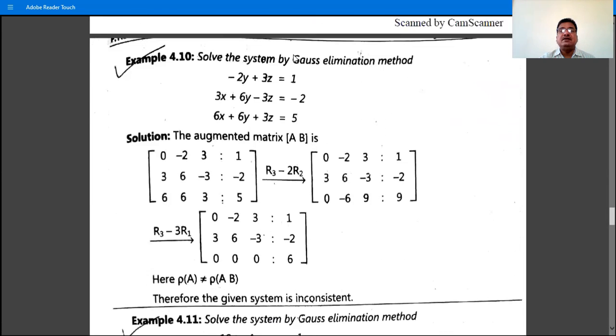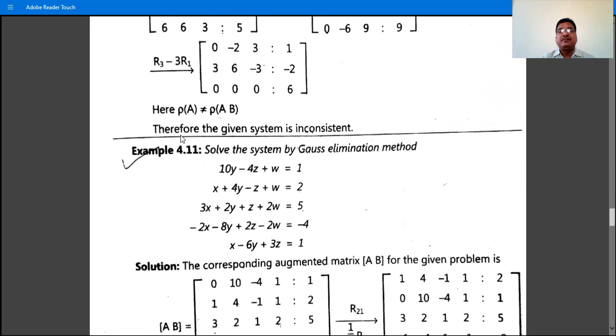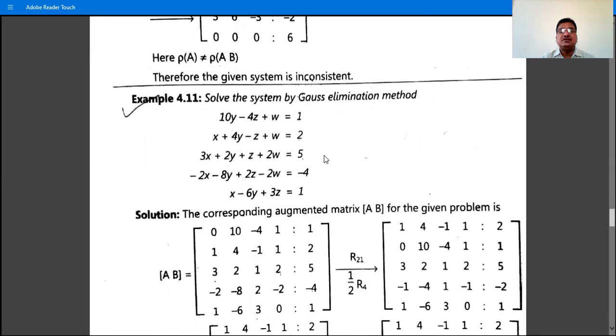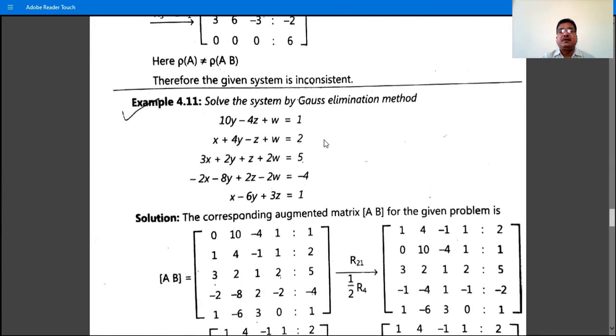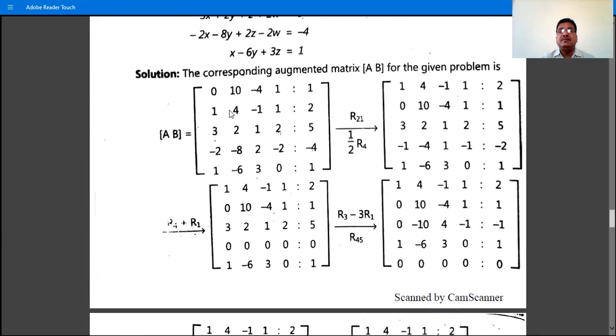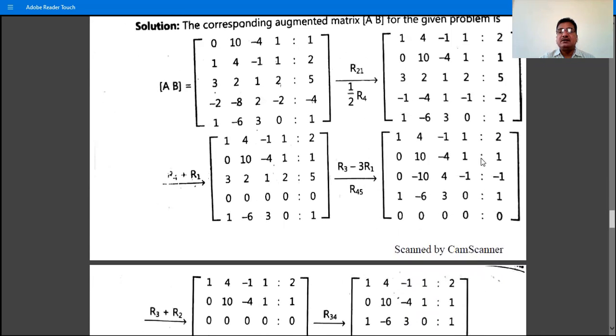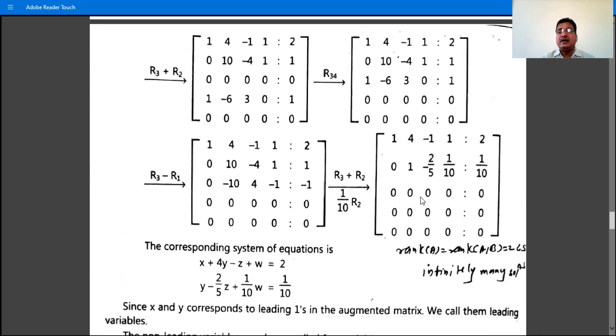This system is inconsistent because rank of A is 2 and rank of AB is 3. Therefore, the system is inconsistent, has no solution. Solve all these examples. If you observe this example, this is the given non-homogeneous system. We have to solve it by Gauss elimination method. Form the augmented matrix and reduce the matrix to echelon form. This is the echelon form.